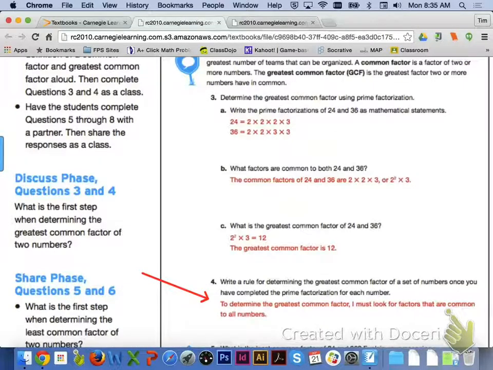So in order for us to determine the GCF, what you have to do is look for factors that are common to both in this case, or however many numbers that you are comparing when trying to find the GCF.